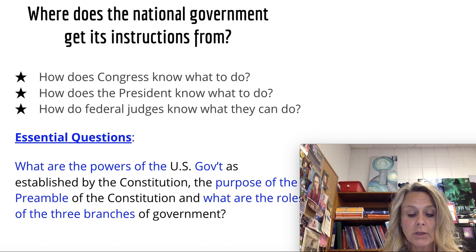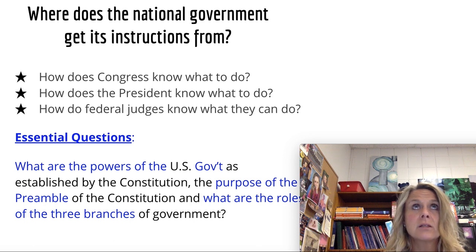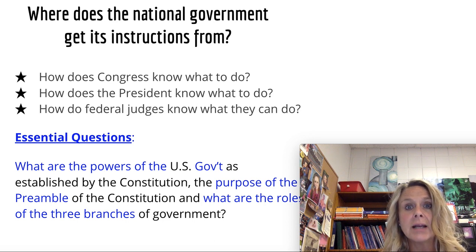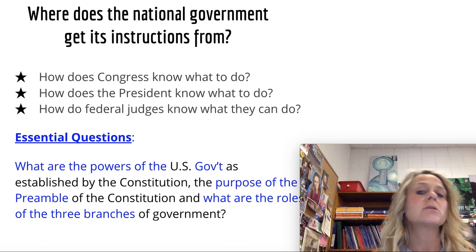So the essential questions, in addition to the ones for the Bill of Rights and the Declaration of Independence, are: what are the powers of the U.S. government as established by the Constitution, what is the purpose of the preamble of the Constitution, and what are the roles of our 3 branches of government. These are the questions that are going to guide the test, in addition to the ones on the Declaration of Independence and the Bill of Rights. So everything should answer these questions.